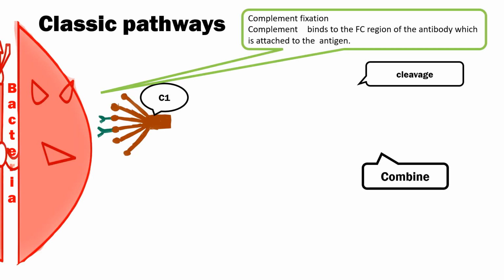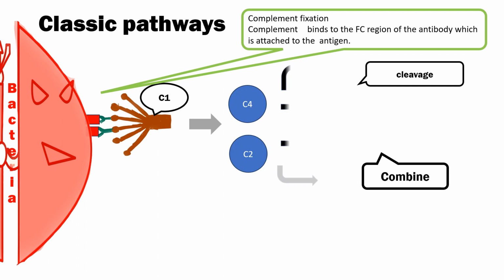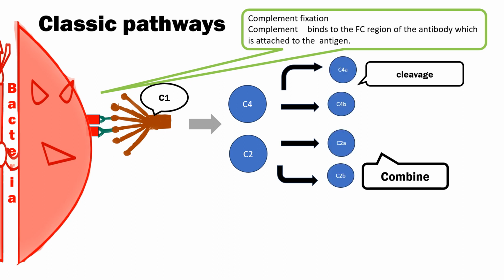In the classic pathway, antibodies bind antigens and C1 binds the antibodies, and it makes C1 activated. Then C4 and C2 are activated. C4 is cleaved to C4a and C4b. C2 differentiates to C2a and C2b. C4b and C2a combine and become C4b2a.